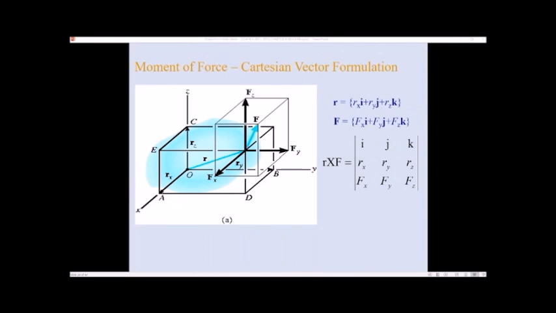If we establish x, y, and z coordinate axes, then the position vector r and force F can be expressed as Cartesian vectors. Therefore, we can determine it using the determinant method, where r cross F is equal to the determinant of i, j, k, then r_x, r_y, r_z, and F_x, F_y, and F_z.